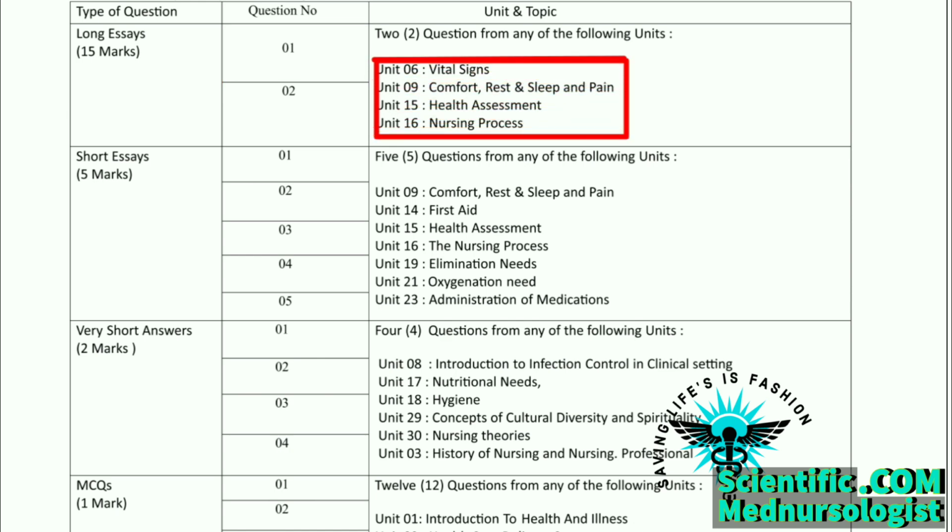And the standard questions in this long essay part are: first standard question is unit 6, that is vital signs. Second standard question is unit 9, that is comfort, rest and sleep. Third standard question consists of unit 15, that is health assessment. And fourth standard question consists of unit 16, that is nursing process.